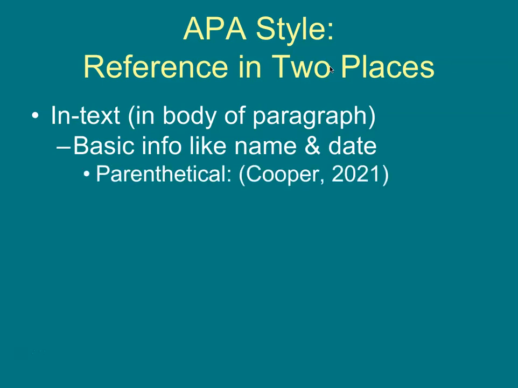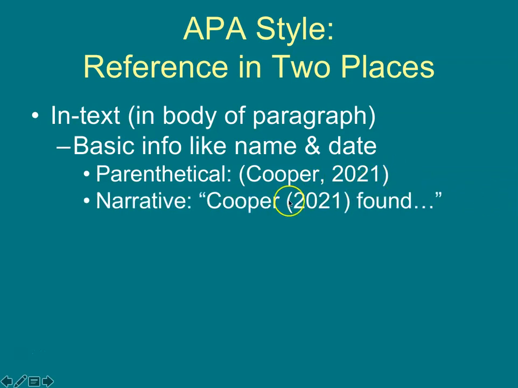I'll point out that there are 2 different ways to do this in the body of a paragraph. One is called parenthetical. That just refers to the fact that it has parentheses around the entire thing. It would look something like this. Here's my last name, Cooper, comma, 2021.